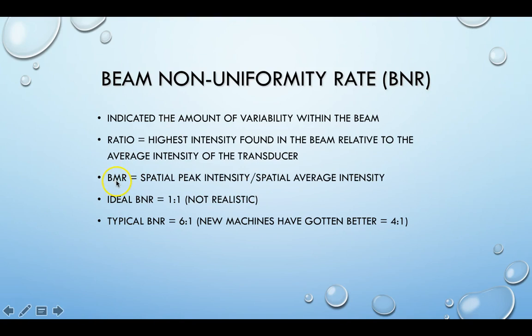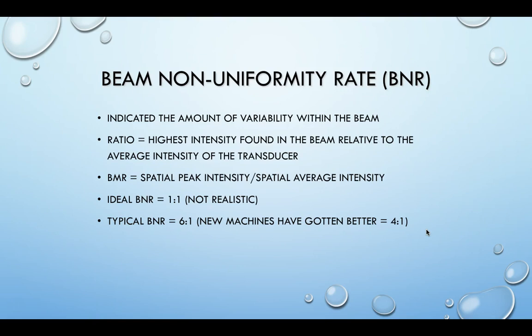So the BNR is the spatial peak intensity over the spatial average intensity, if you're doing that math. The ideal BNR is 1-to-1, and that's not realistic. No crystal's perfect, so we don't have a crystal producing the entire beam equally across. Typical BNRs tend to be 6-to-1. Newer machines have gotten better and are closer to 4-to-1. Again, this has to be labeled on the machine or in the instruction manual of the machine.